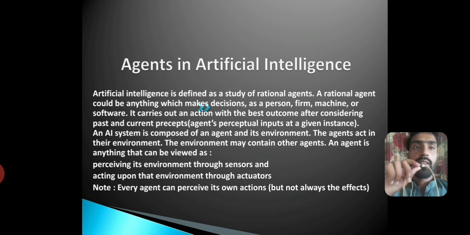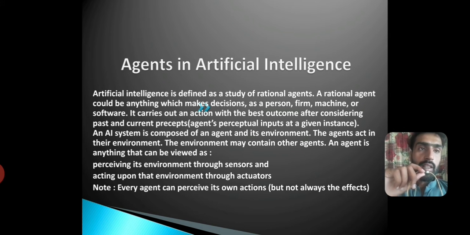Agents in artificial intelligence. Intelligence is defined as a study of rational agents. A rational agent could be anything which makes decisions, such as a person, machine, or software. It carries out an action with the best outcome after considering past and current percepts. Agents perceive inputs at a given instance.